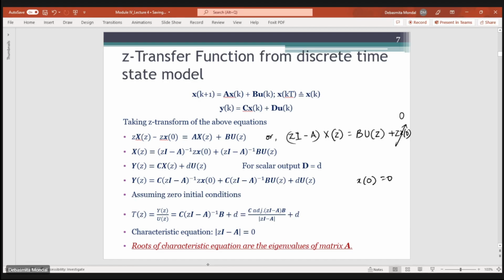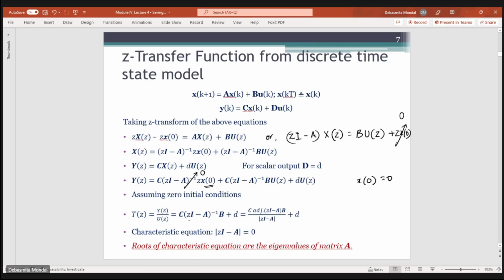Now if you substitute the value of XZ in this equation, you have C multiplied by ZI minus A inverse. This term is now equal to 0 because X0 is equal to 0. So you have C of ZI minus A inverse B into UZ plus D into UZ. From here you can write that the transfer function of the system is YZ by UZ, which is equal to C ZI minus A inverse multiplied by B plus D, right?